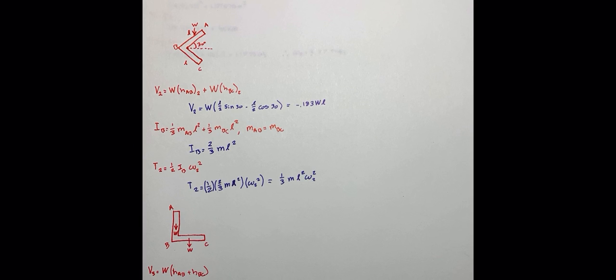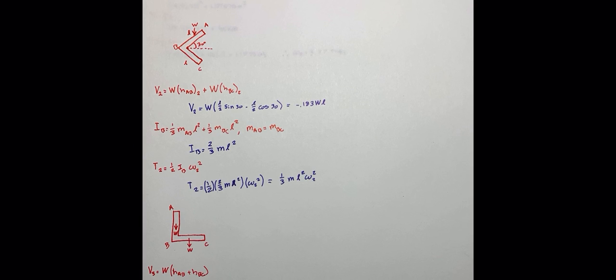Knowing that, and we know what HAB and HBC are, they come to be L over 2 sine 30 and negative L over 2 cos 30 respectively, which will give us about negative 0.183 WL for V2. And we can solve for the inertia, because they're both slender rods, we can just add them together. And we know that the mass of AB is equal to the mass of BC, which we can simplify further to get just 2/3 ml squared.